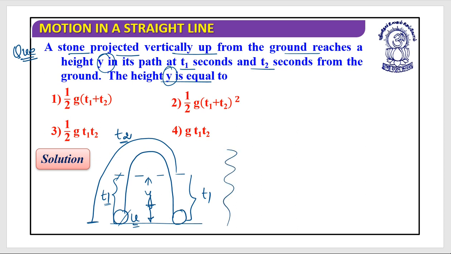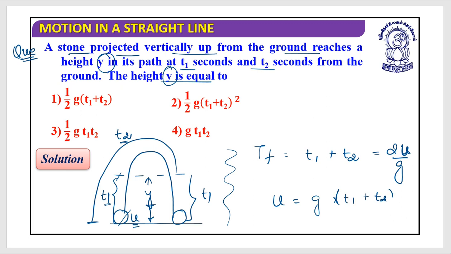Now tell me, what is time of flight? I know that time of flight is equal to t1 plus t2, and it can also be written as 2u by g. So if I write down u, my first answer, it's g multiplied by t1 plus t2 divided by 2. Even u can be asked. This u is equal to g into bracket t1 plus t2 by 2. I hope this thing is clear to you. Great. So this can be done now.